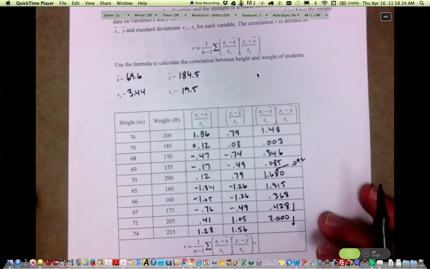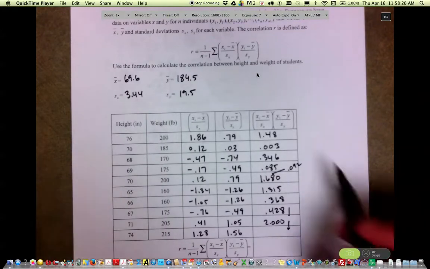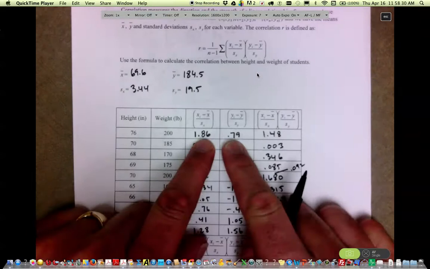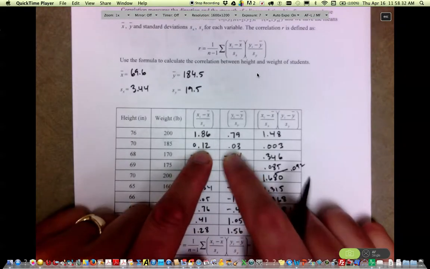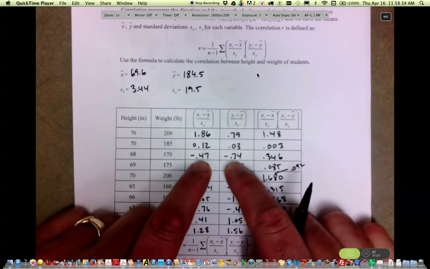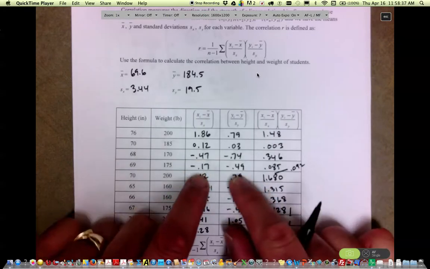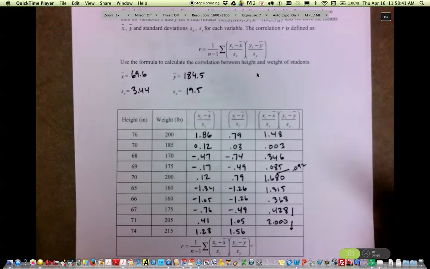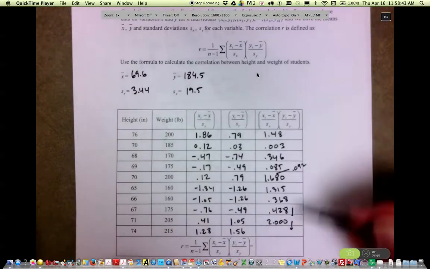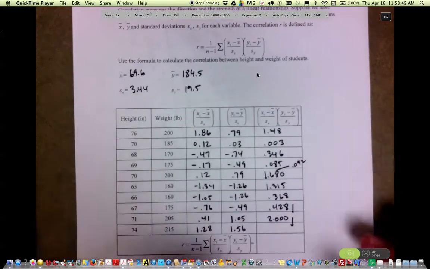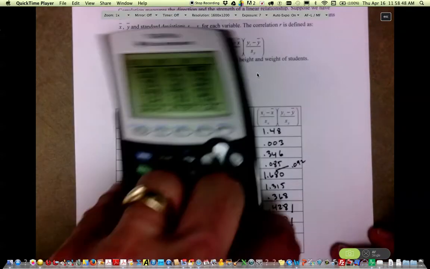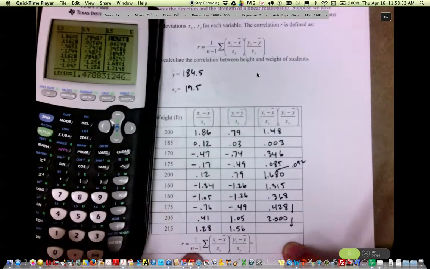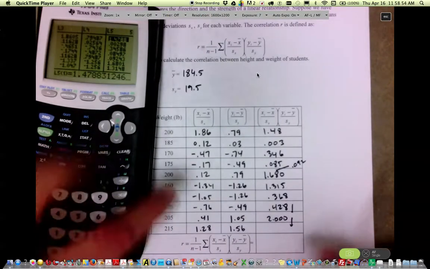What you should notice then is that all these numbers end up being positive. They end up being positive because these two are positive, these two are positive, these two are negative, and we multiply those together and get a positive result. I think every combination in here gave us a positive product, which means we're going to end up adding up a bunch of positive numbers. Now the next thing I want to do is find the total here, and then divide that by 9, since there were 10 kids here.